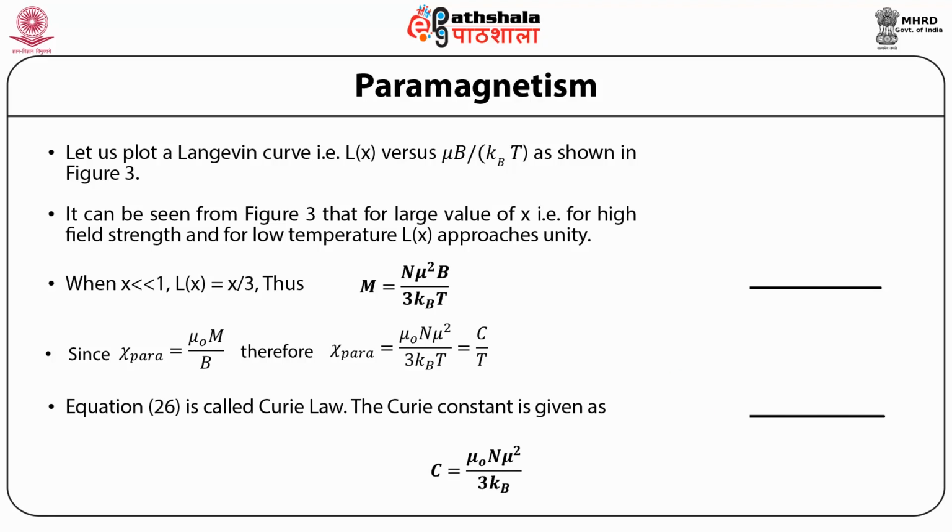From this law, it is well established that the susceptibility is strongly dependent on temperature. That is, if we increase the temperature, the susceptibility decreases. Whereas it was not the story with diamagnetism, where susceptibility was negative and independent of temperature.